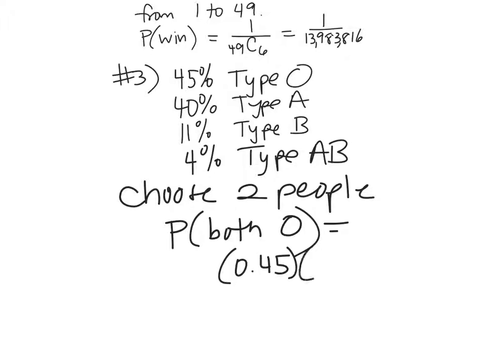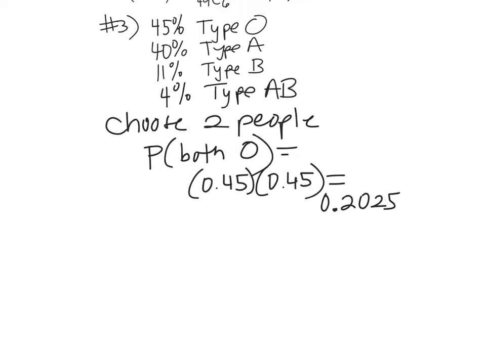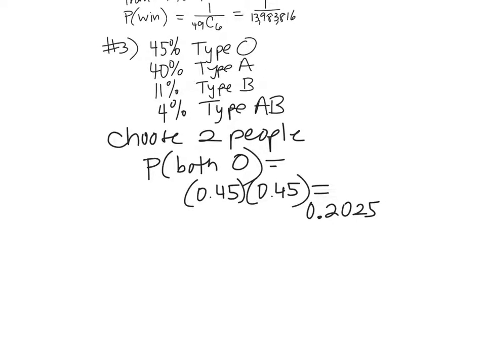The probability of O, 0.45. So the probability would be 0.2025. You can write those as decimals. You can write them as percentage, whatever your preference is, okay? You could say 20.25% chance. That would be fine. All right, so that's A. Letter B. Here we go.